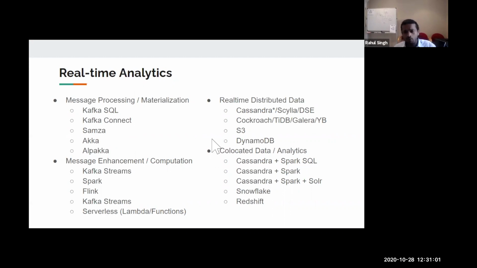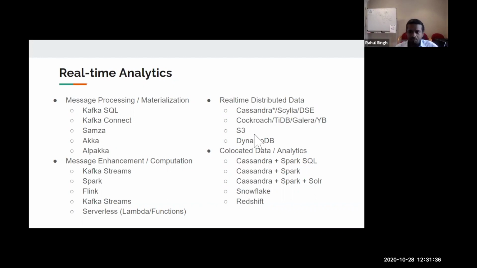In terms of where does the data go, right? We're using all these different technologies. Where does the data go? Well, different users will end up using different technologies. So Cassandra, Scylla, DSE, these are all Cassandra compliant. CockroachDB is Postgres compliant distributed SQL, TiDB is a MySQL compliant distributed database, and then Galera is the same based on MariaDB, and then Yugabyte does both Postgres, Cassandra, and Redis, right?